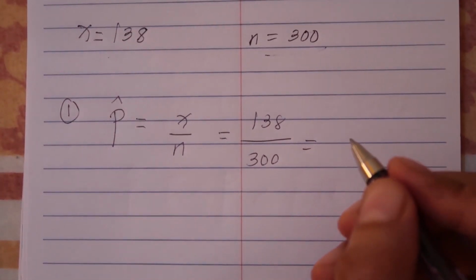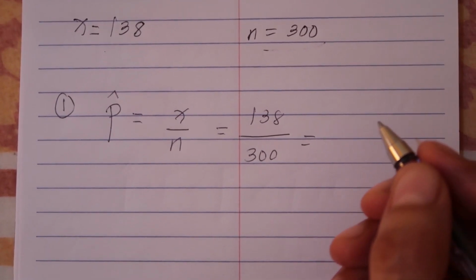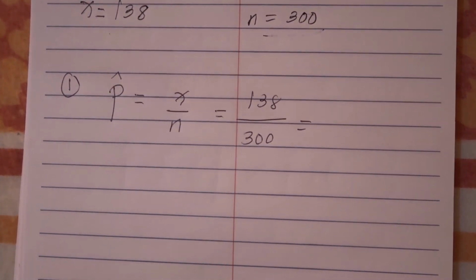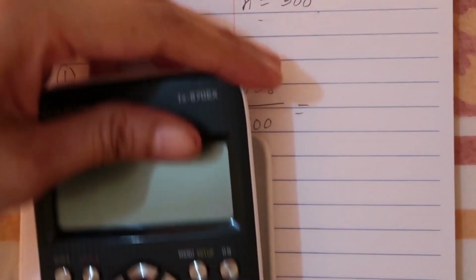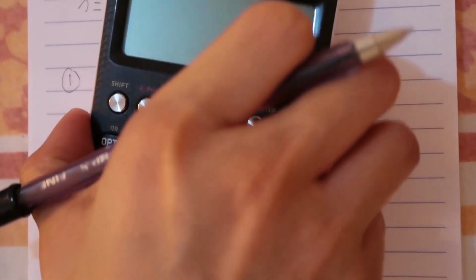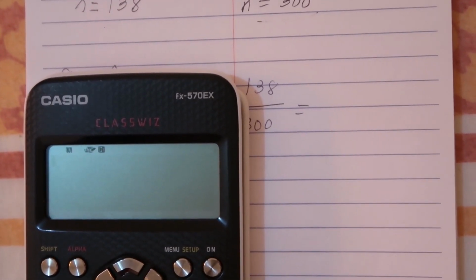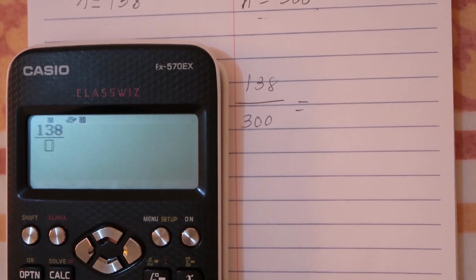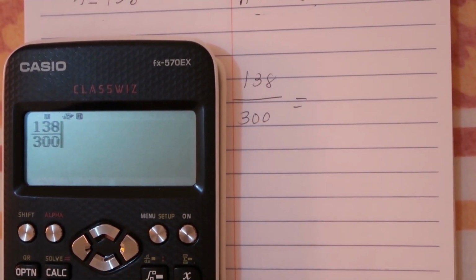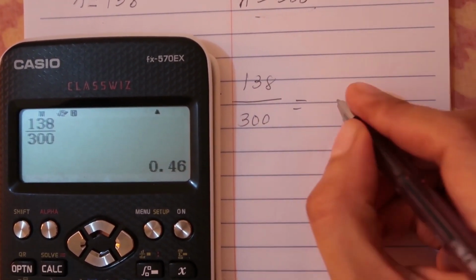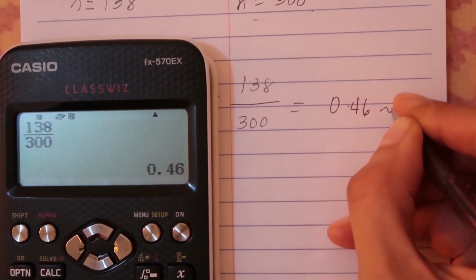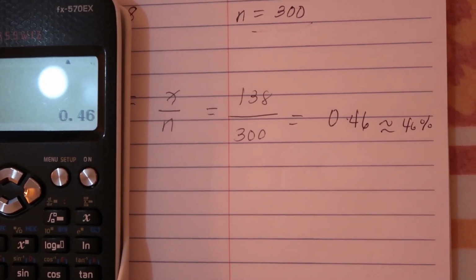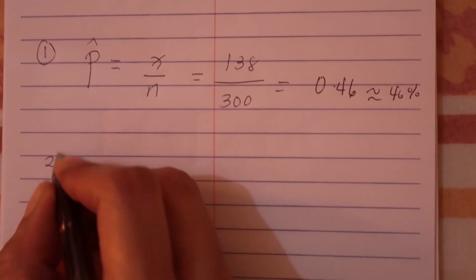So for your p hat, you need to get a calculator. So you do have 138 divided by 300. So that will be 0.46, or that will be 46%. Okay? Next, number 2.